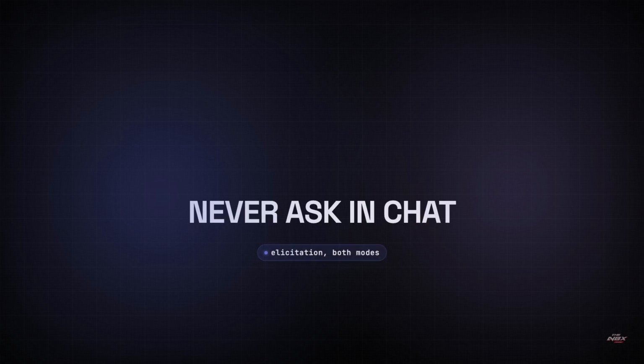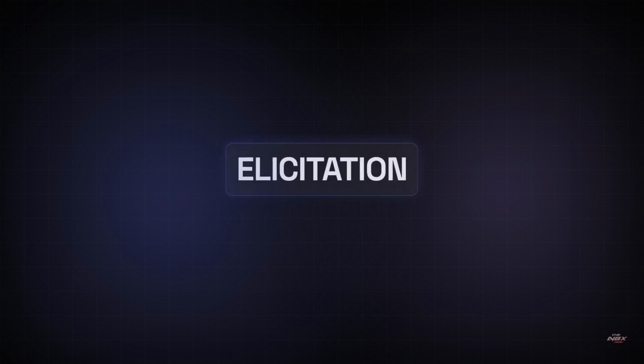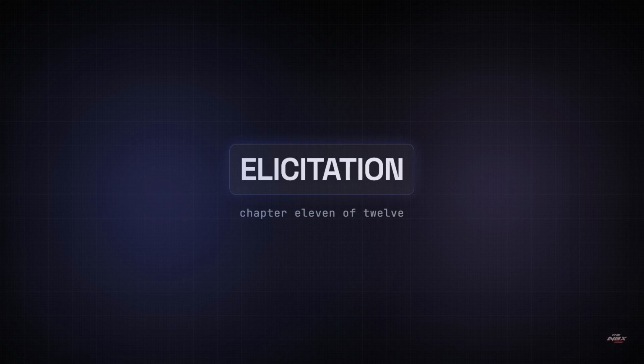Halfway through a tool, you need something only the person can give you. Maybe a choice, maybe an API key, and those two are not the same, because one of them the spec forbids you asking for in chat. This chapter is how you ask for both, properly.